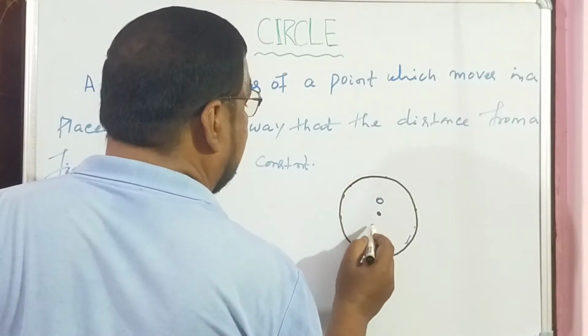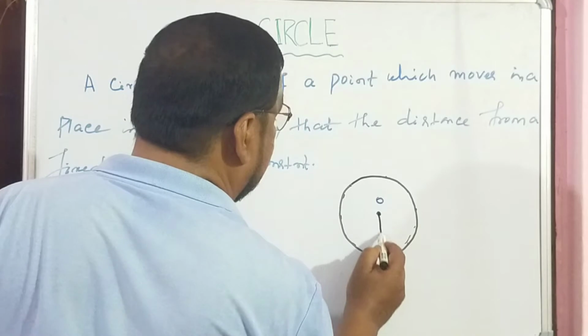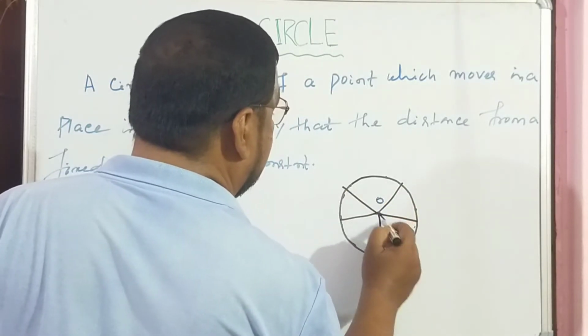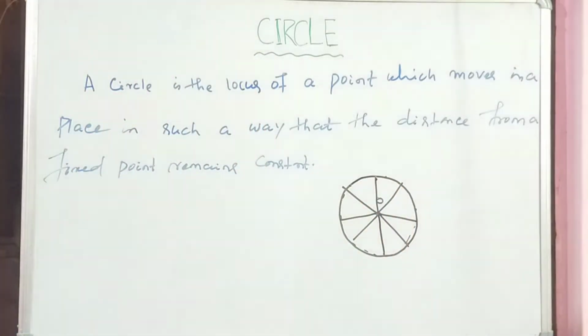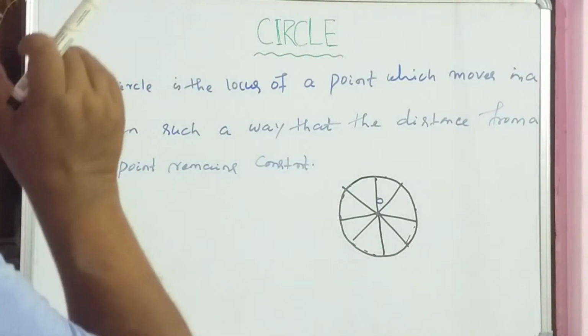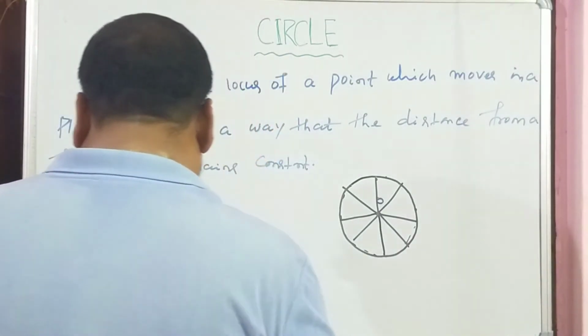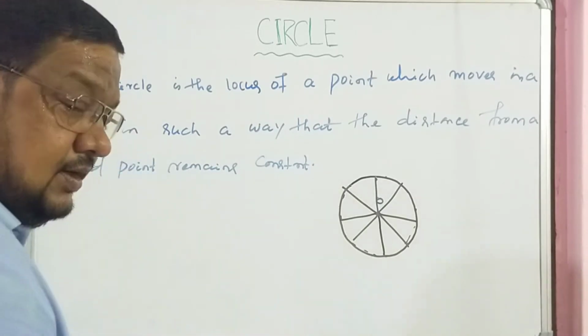The distance from the fixed point remains constant. And this fixed distance is called the radius of the circle. Then what is the radius of the circle? This fixed distance is called the radius of the circle.